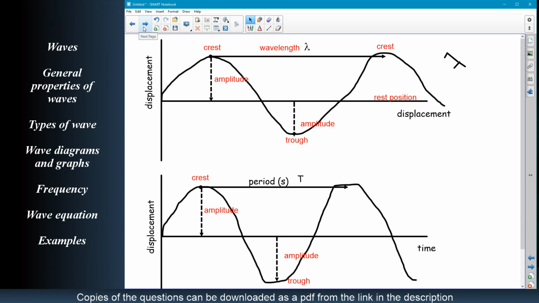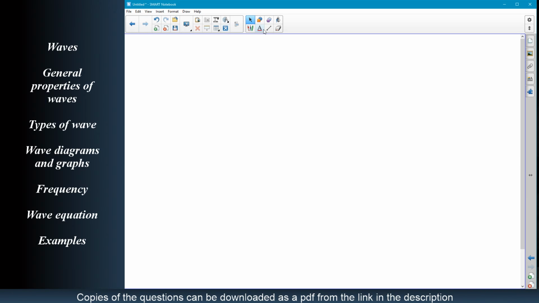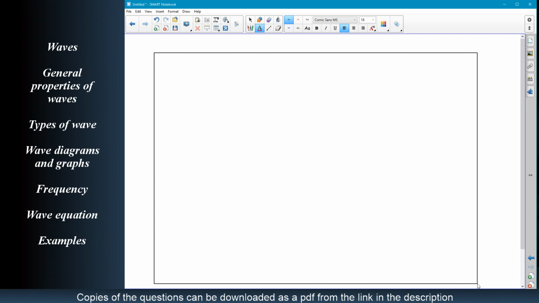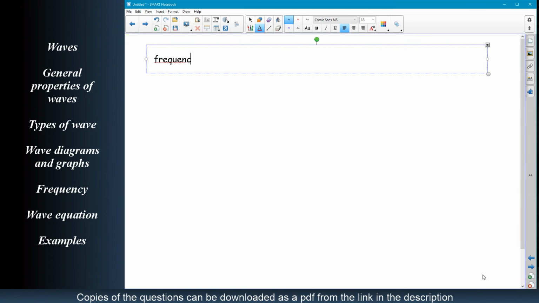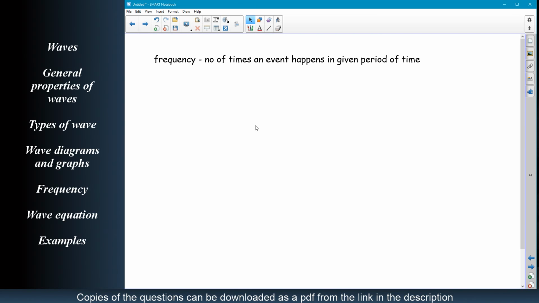So on we go. We're going to take a look now at the equations that come from this. In waves, we have this main concept, which is frequency. If you're going to talk about waves, you're going to need to understand frequency. The frequency of anything is the number of times an event happens in a given period of time. That's an English definition, not a physics definition. If something happens frequently, it happens loads and loads in a given period of time, and something that happens infrequently happens very rarely in that same period of time.